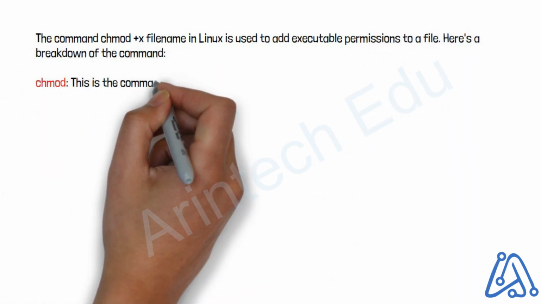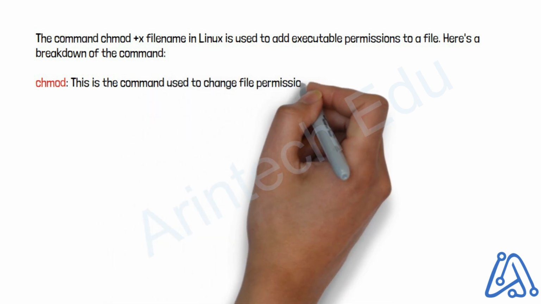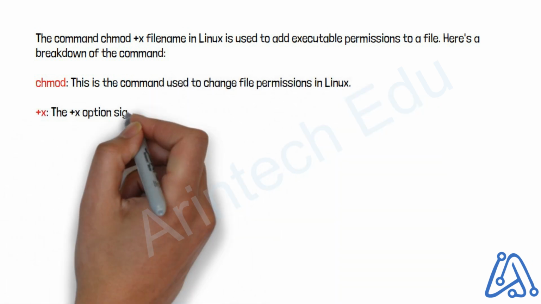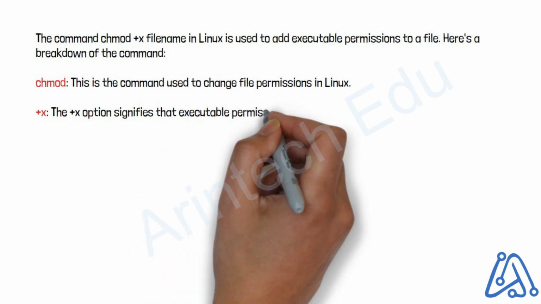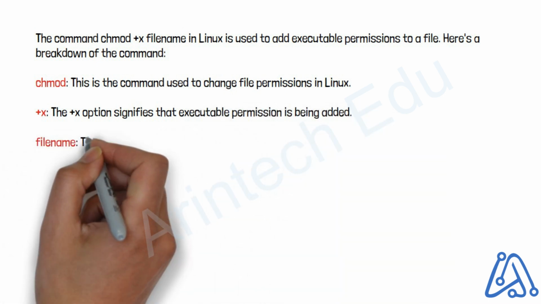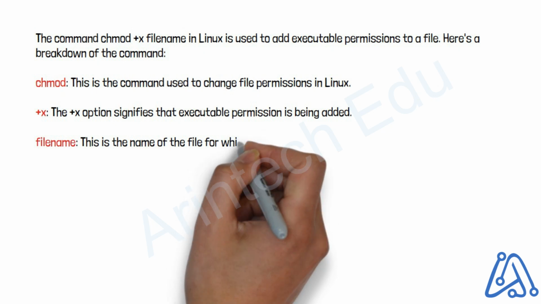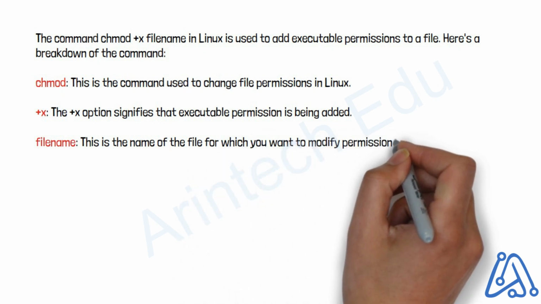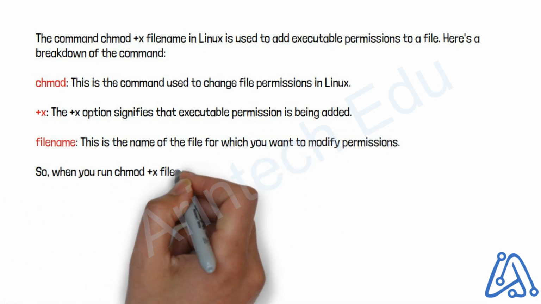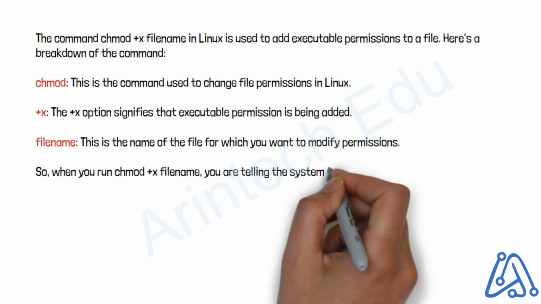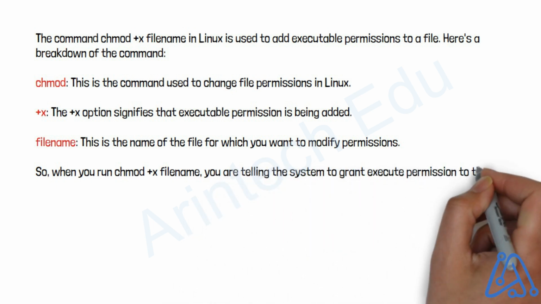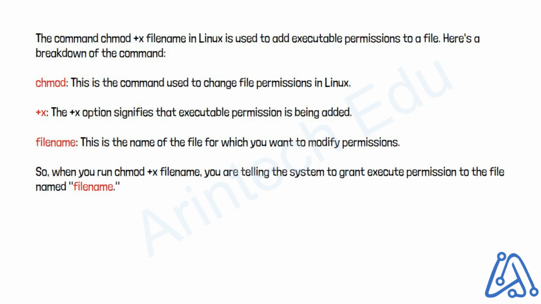Here's a breakdown of the command. chmod: this is the command used to change file permissions in Linux. +x: the +x option signifies that executable permission is being added. filename: this is the name of the file for which you want to modify permissions. So, when you run chmod +x filename, you are telling the system to grant execute permission to the file.